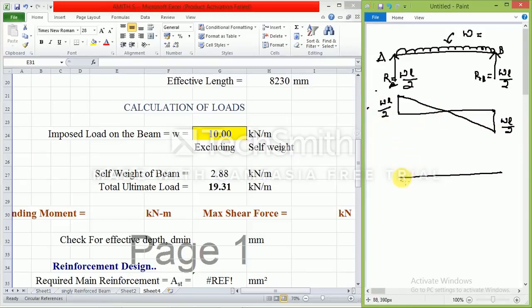Okay, what about bending moment? In the simply supported beam the end moments will be 0. Bending moment at the center will be maximum. So what is the value here? WL square by 8. Bending moment is equal to WL square by 8. So this is the concept.